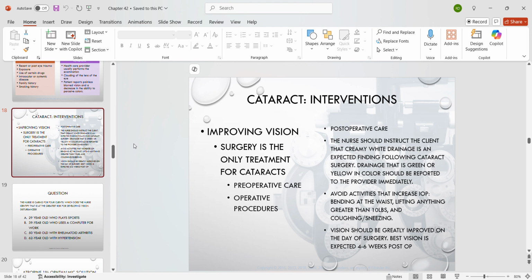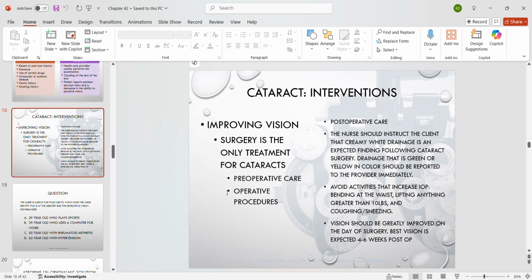All right, so then it talks about the interventions. Pre-op, if they are going to have a procedure for this, we need to go ahead and get that informed consent and explain the procedure. This is done by the doctor. They can do a procedure called a phacoemulsification. This is a high-frequency sound wave that breaks up the lens, and then the lens is removed by suction and a new lens is replaced.